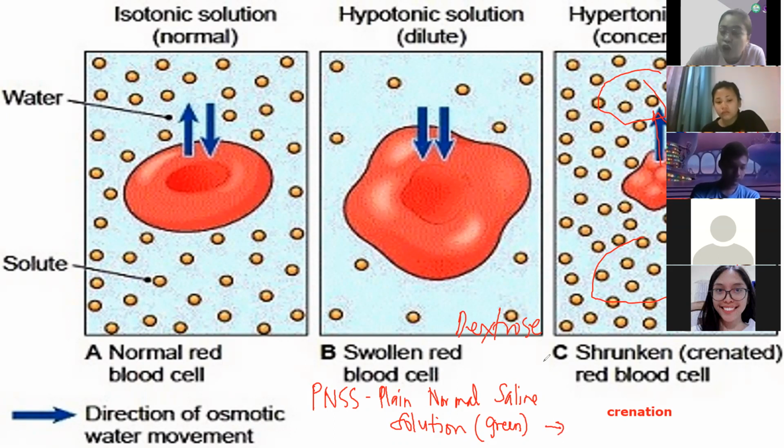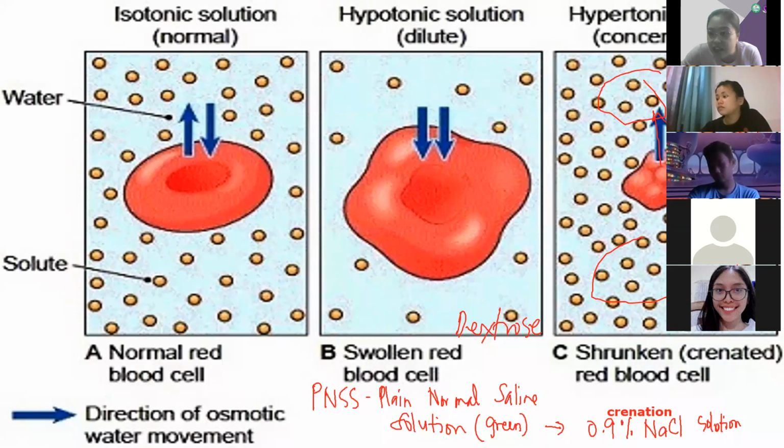They are considered isotonic with blood. So if you are going to be injected with these chemical substances, you won't feel any pain, it's normal. Nothing will happen to you because there will be no osmosis. So the one isotonic with blood is this plain NSS, and its concentration is actually 0.9% NaCl solution. This is the only one given to us when we are hospitalized, 0.9% NaCl solution. So this one is isotonic with blood, and there will be no osmosis for this.